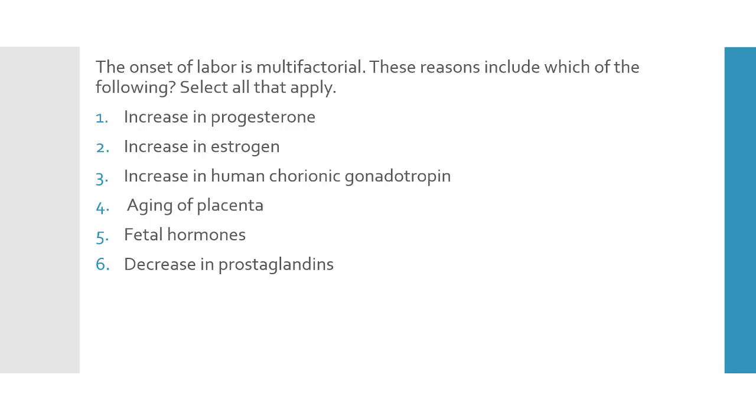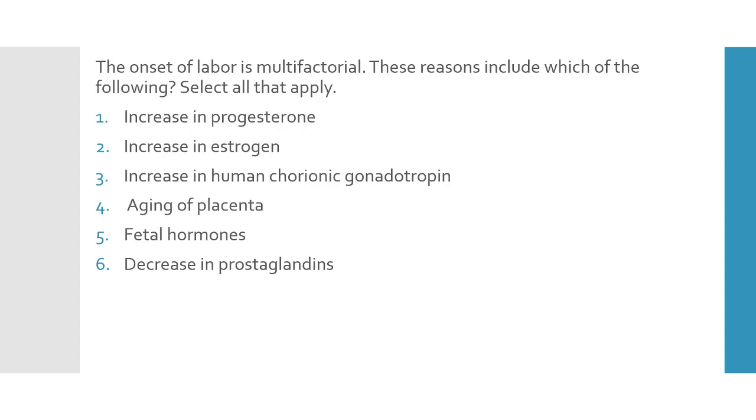Here's our first question. The onset of labor is multifactorial. These reasons include which of the following? Select all that apply. 1. Increase in progesterone. 2. Increase in estrogen. 3. Increase in human chorionic gonadotropin. 4. Aging of placenta. 5. Fetal hormones. 6. Decrease in prostaglandins.